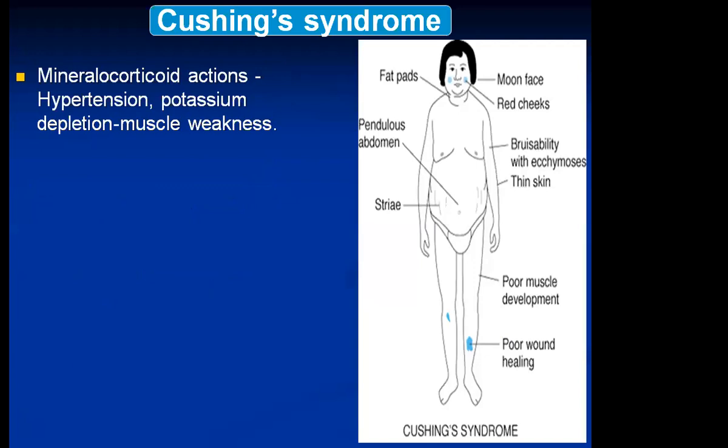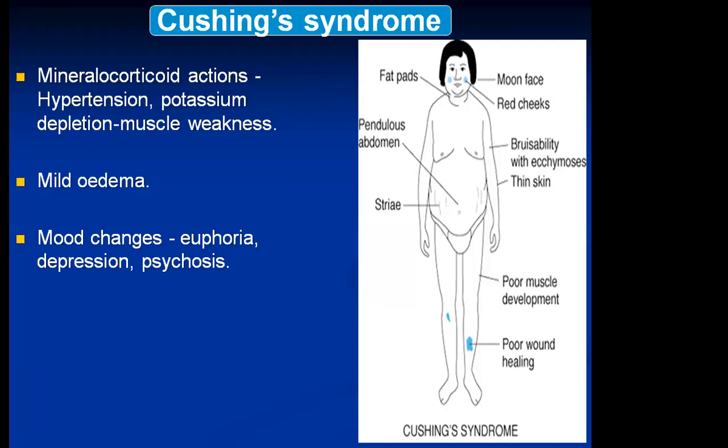Now, cortisol has also got some mineralocorticoid actions, so it will secondarily lead to hypertension, potassium depletion, and because of potassium depletion, there will be decrease in the action potentials generated in the nerves, which will secondarily lead to muscle weakness. Mild edema will be present because of retention of sodium and water.